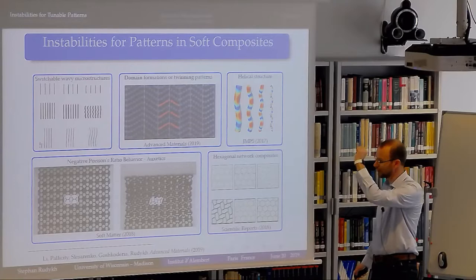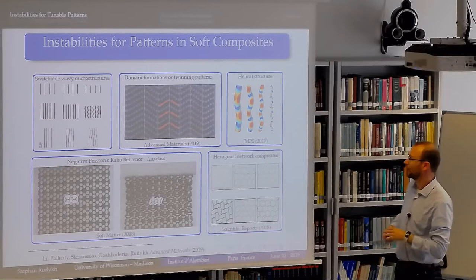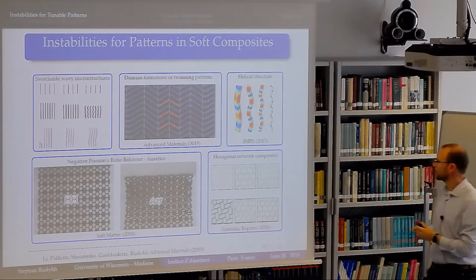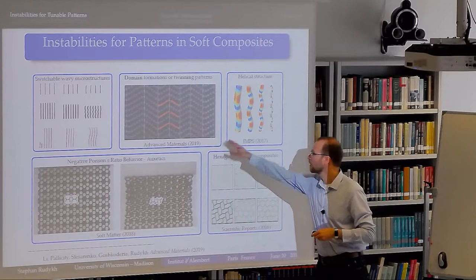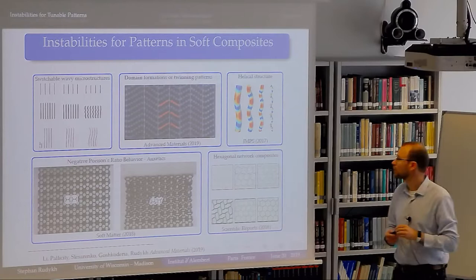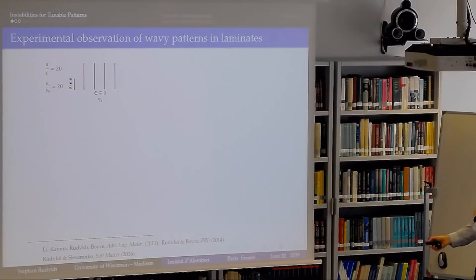The first simple example is on wrinkling instabilities in laminates, very basic stuff. Then there are also 3D fiber composites and how they buckle, and then some more bizarre behavior in 2D, and relatively new work on the formation of domains through instabilities in soft materials. So this is a promised example for the laminates.